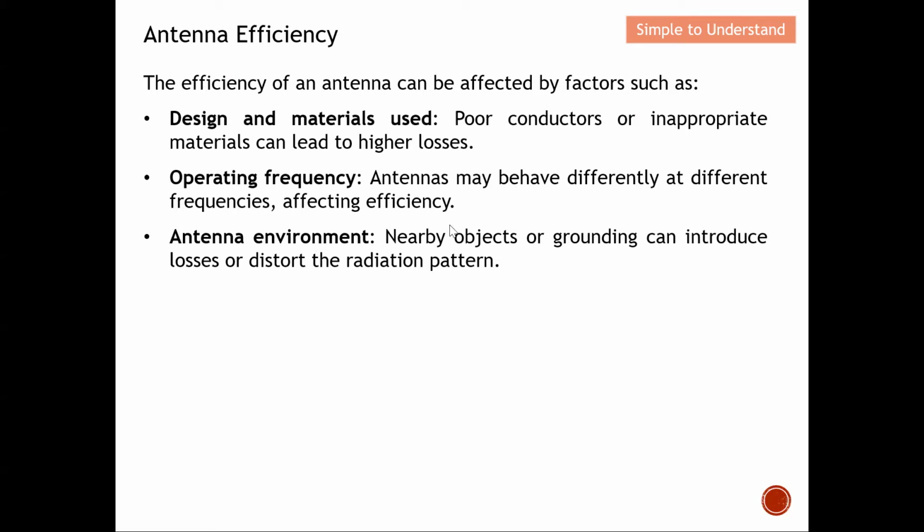Antenna environment: a nearby object or grounding can introduce loss or distort the radiation pattern, which I had mentioned earlier on. So basically, as you can see, the antenna efficiency actually depends on these three terms: the design and the material used, the operating frequency, and also the environment that you actually use the antenna in.